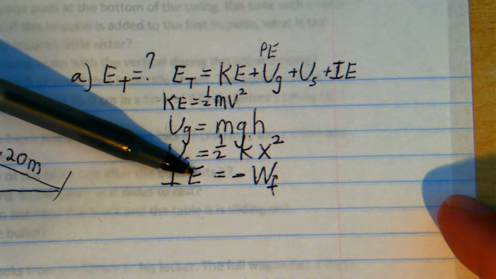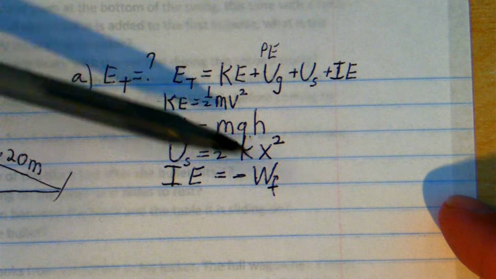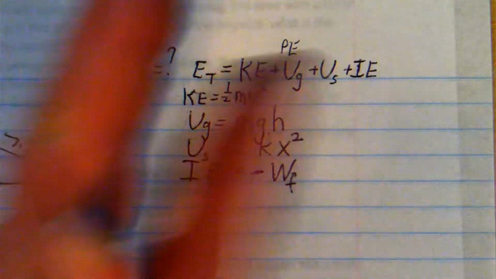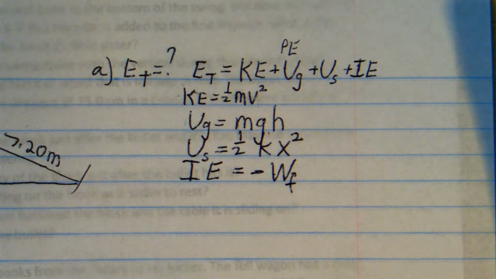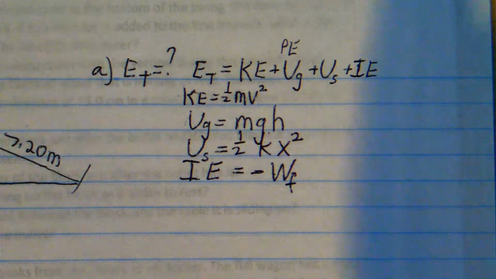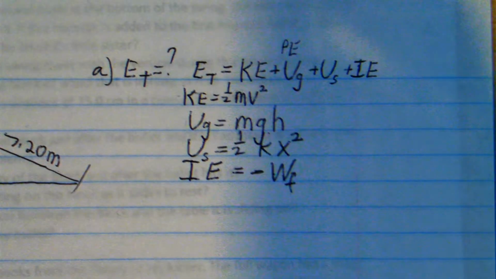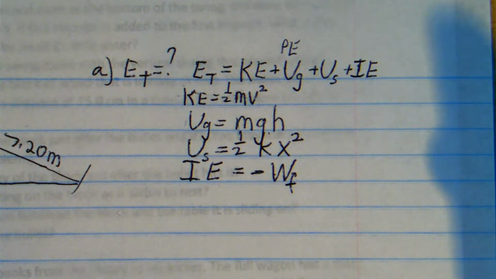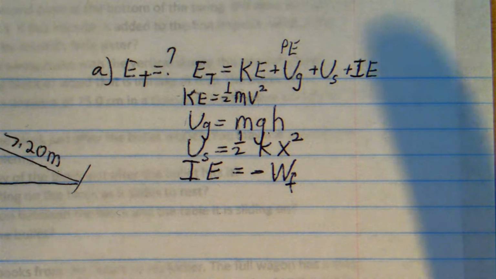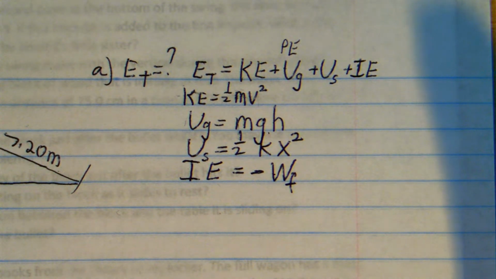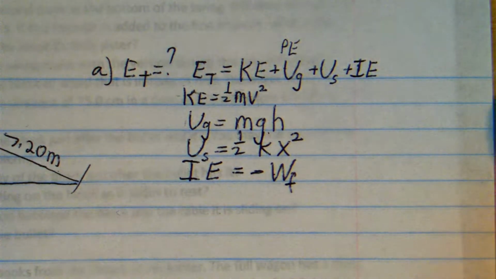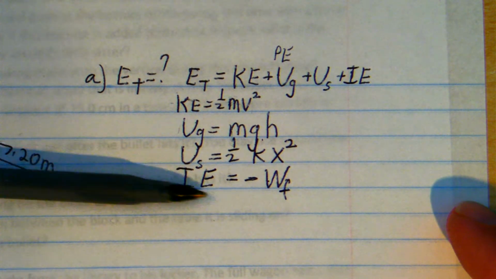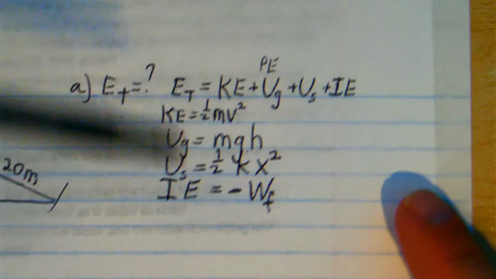Internal energy is a positive number that represents how much increase there is in heat energy. So by rubbing my hands against each other, they feel warmer now. That's because of friction. So the internal energy is, for record keeping, a positive quantity that would go into our total.